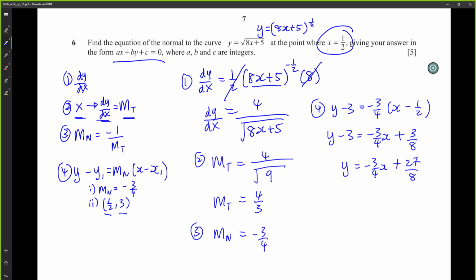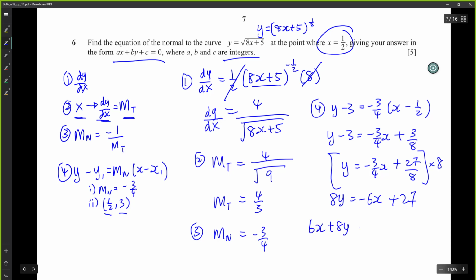So I kind of don't want the fraction. So what number should I multiply for the whole equation? I need to multiply 8 here because I don't want my x and y to have a fraction, because they are integers according to the question. So I multiply 8 for the whole thing. So 8 multiply y, 8y. The 8 multiply negative 3 over 4x, so this one and this one you simplify, left a 2, right? So negative 6x. This one, you multiply 8, you get 27. Yeah, I will move everything to one side. 6x plus 8y minus 27 equals to 0.